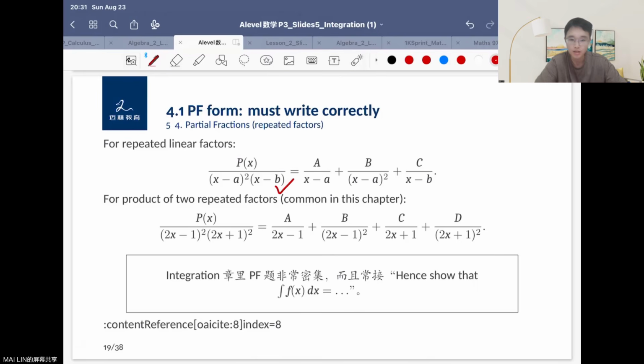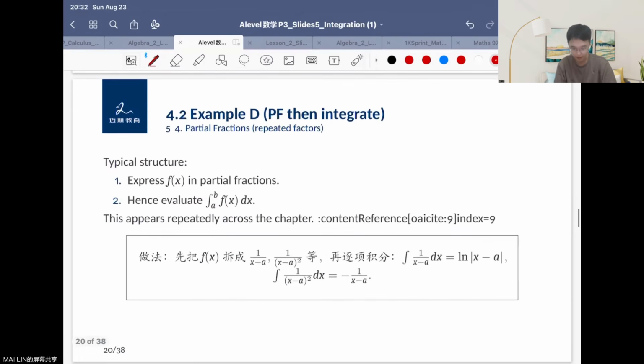Also, for example, if we have p(x), a polynomial, divided by (2x minus 1) squared times (2x plus 1) squared, you can write it as A over 2x minus 1, plus B over (2x minus 1) squared, plus C over 2x plus 1, plus D over (2x plus 1) squared. So for these partial fractions, we first split them into different parts and then integrate them.